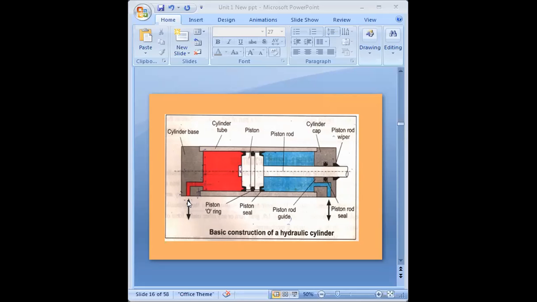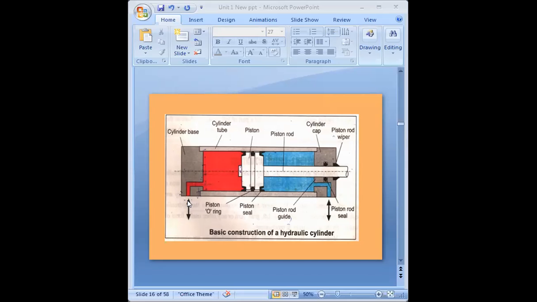So both the cylinder head and the cylinder cap have ports for connecting to the piping. Through that you can take fluid in or take it out also. Due to that, the arrow is bidirectional, meaning in both directions you can take fluid out. For that purpose both directions are shown.